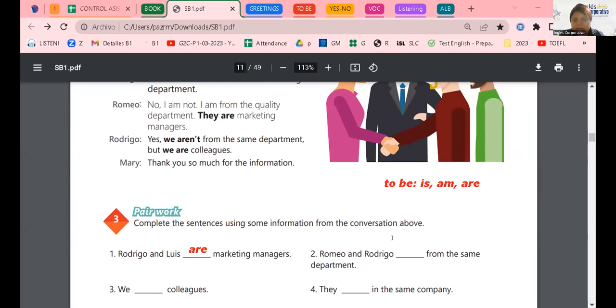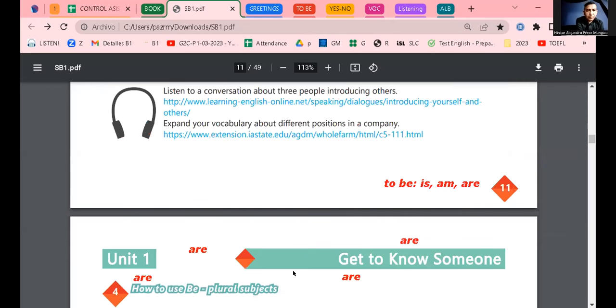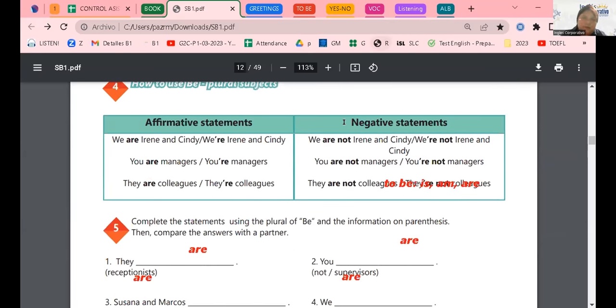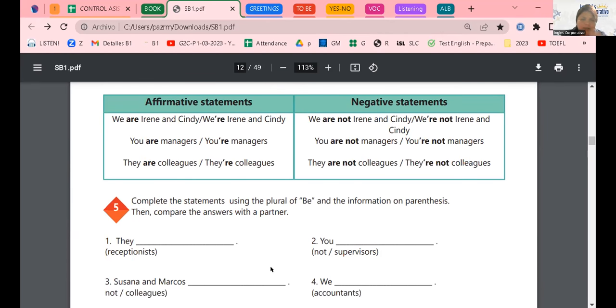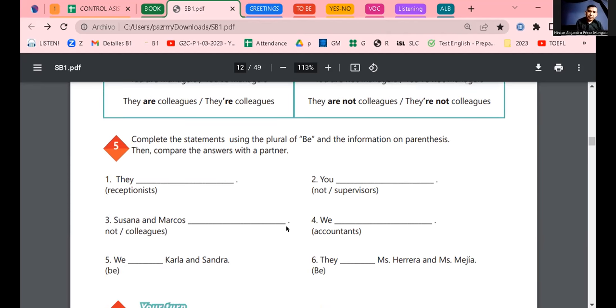About exercise number two, Romeo and Rodrigo are from the same department. Number three, we are colleagues. They are in the same company. Very good. Okay, let's continue. I will skip that, and we're going to switch into the contractive forms. Eso es lo que hemos estado viendo anteriormente. This is just part of the book and exercises that we have to complete.